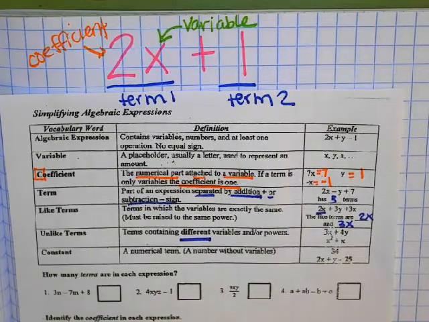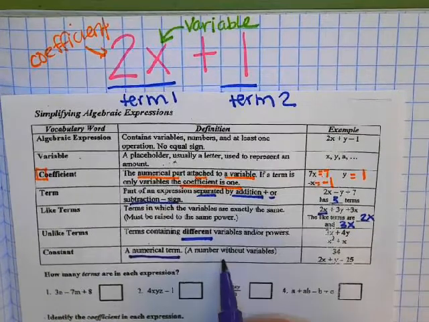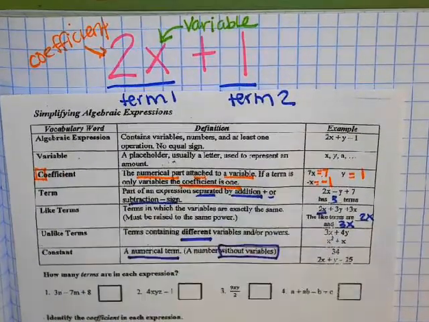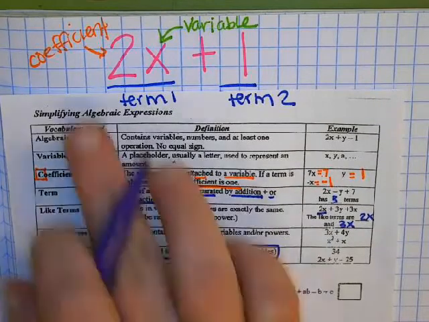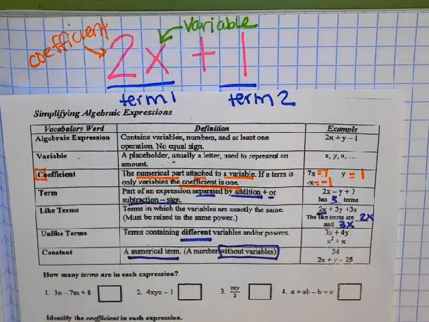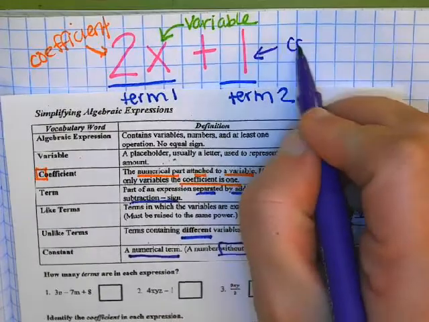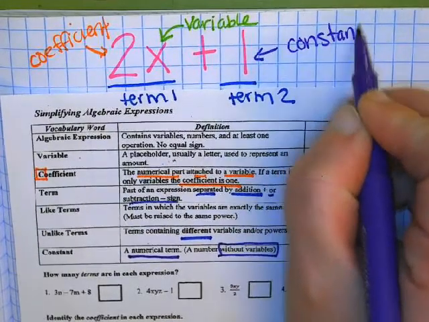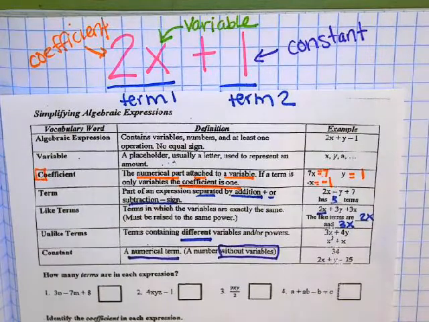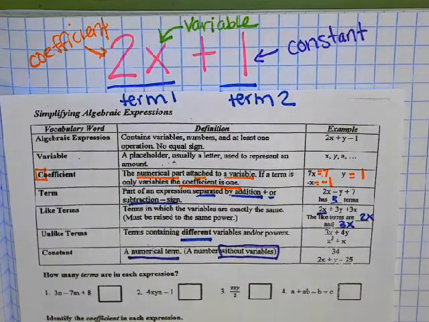And lastly, we have a constant. It is a numerical term without a variable. So up in our example, what would be the constant? 1 would be the constant. Good. Now you're ready to apply these terms to the next section.